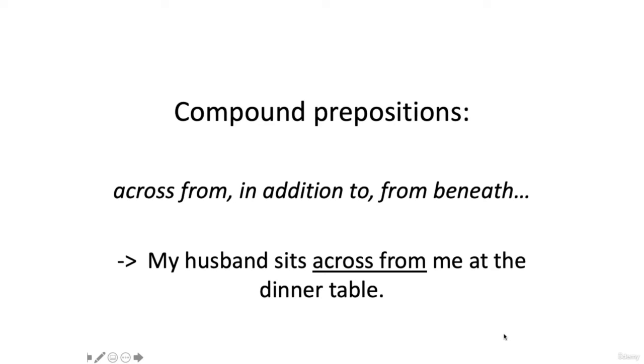Compound prepositions regroup 2 or more words, usually a simple preposition and another word like across from, in addition to, from beneath. These groups or combinations of words are considered a preposition. For example, my husband sits across from me at the dinner table.